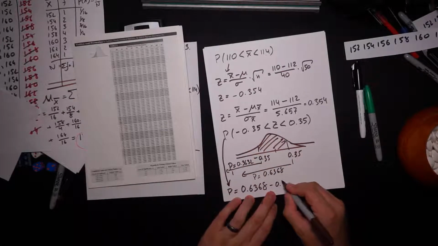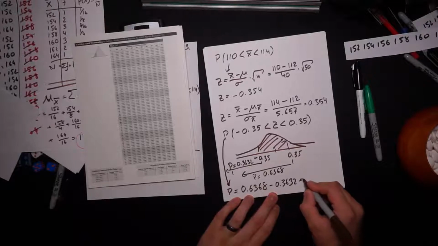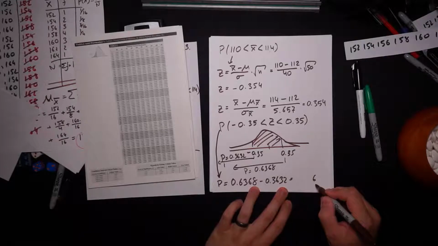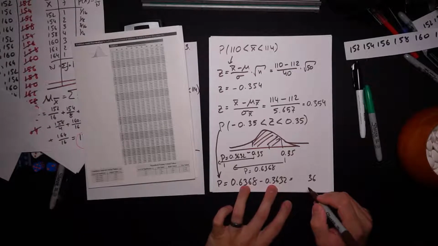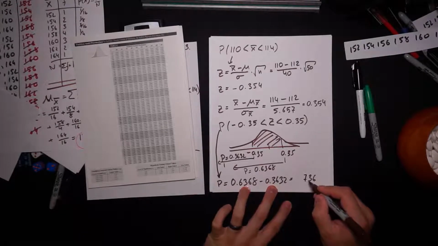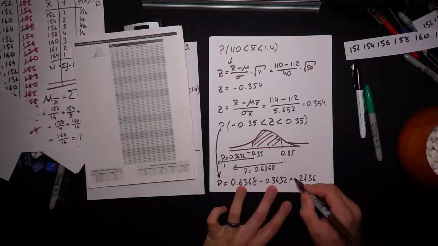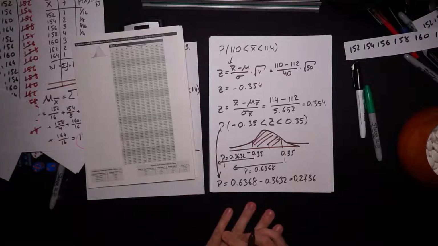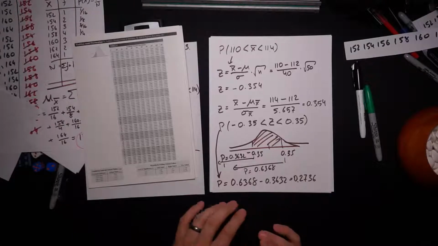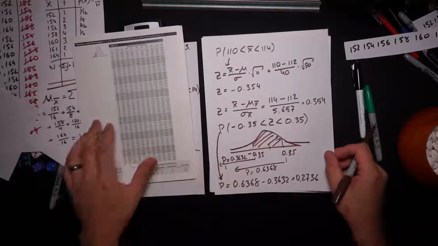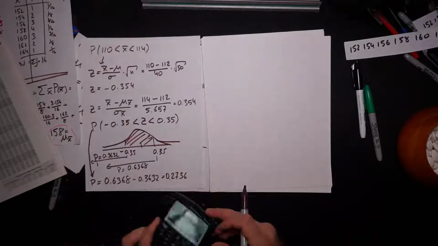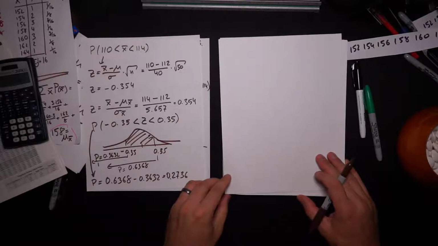So this whole thing is going to equal 0.6368 minus 0.3632. So that comes out to be what? 0.2736. So that's how I solve part B.